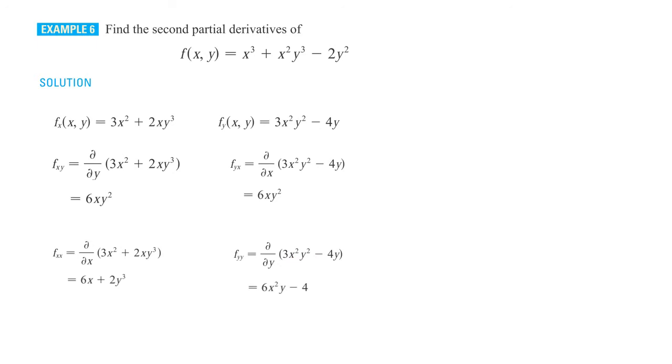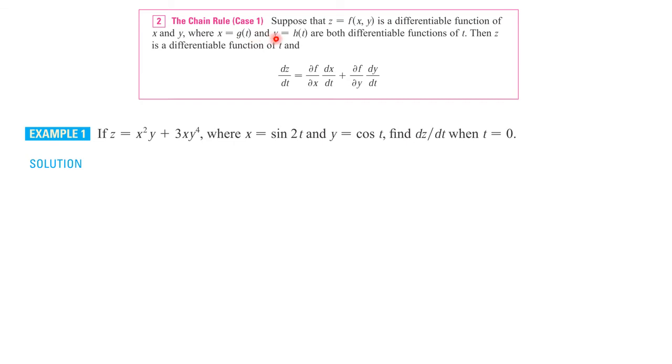The chain rule. Suppose that z is a function of x, y, and x is a function of t, y is a function of t, and both are differentiable. Then dz over dt is equal to partial f over partial x into dx over dt, plus partial f over partial y into dy over dt.